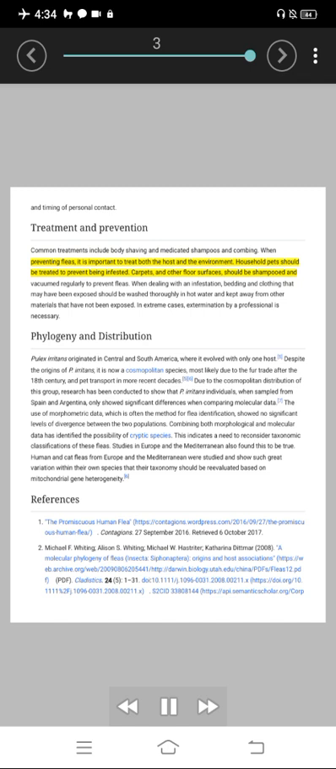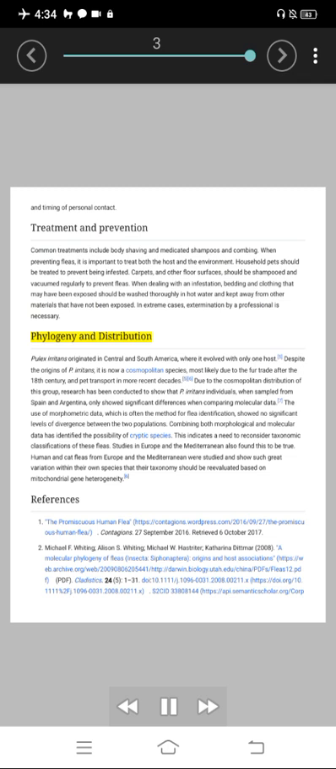Household pets should be treated to prevent being infested. Carpets and other floor surfaces should be shampooed and vacuumed regularly to prevent fleas. When dealing with an infestation, bedding and clothing that may have been exposed should be washed thoroughly in hot water and kept away from other materials that have not been exposed. In extreme cases, extermination by a professional is necessary.